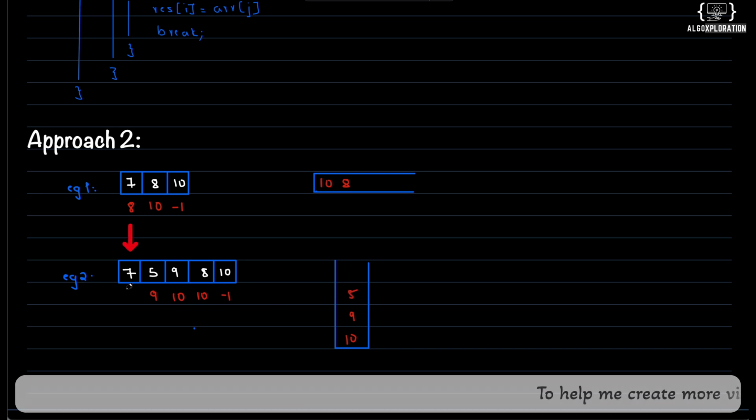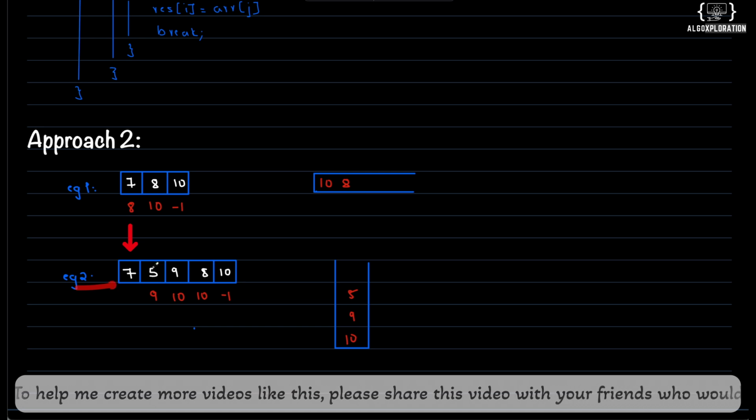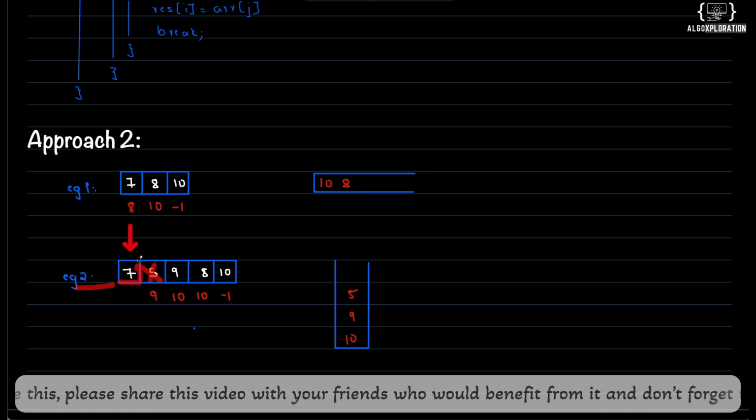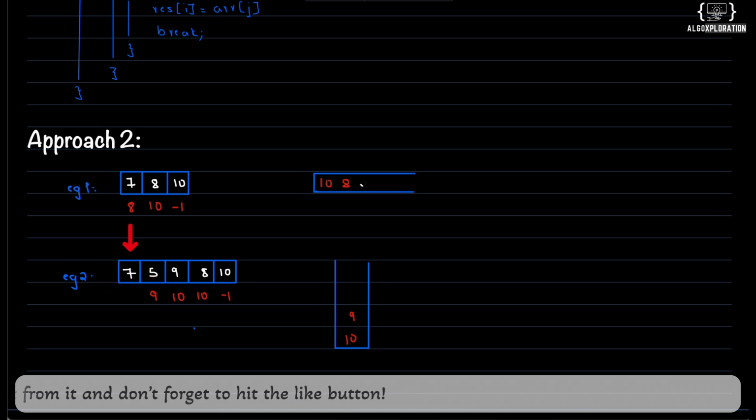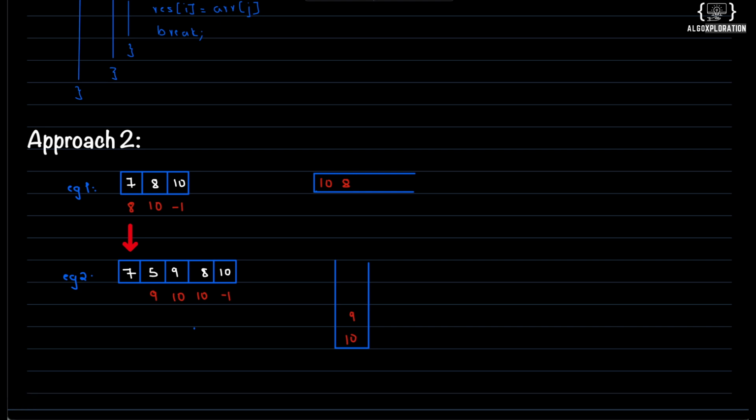Now for element 7 also, imagine the buildings present on the left-hand side: 5 can never be the answer, right? Because 7 is the tallest one. So I'll pop this 5, and I'll keep popping until I don't see any element which is greater than 7. Over here 9 is the greatest, so I'll stop, and I'll store 9 over here, which is the top of the stack. And don't forget to have 7 over here as well. In this way we will be solving this problem.